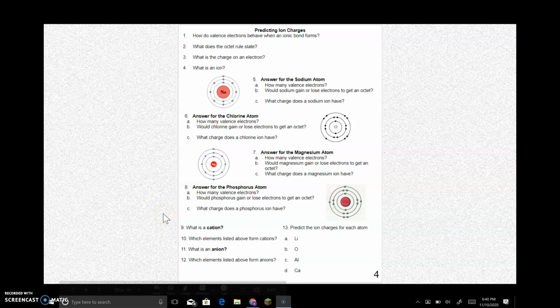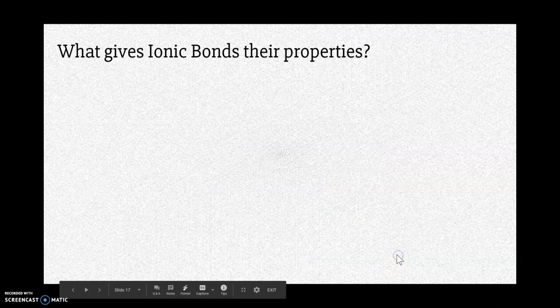Okay, today we're going to be talking about predicting charges for atoms when they gain or lose electrons. So let's go ahead and start. This should be page 2, sorry, not page 4.